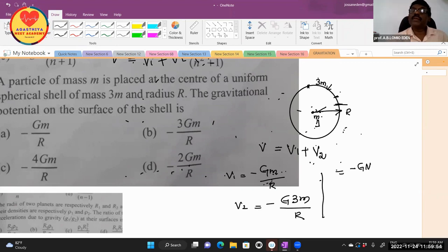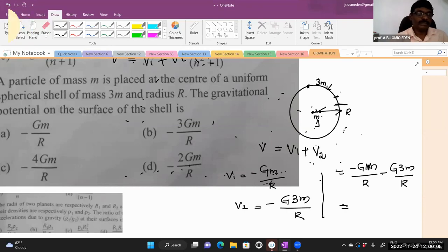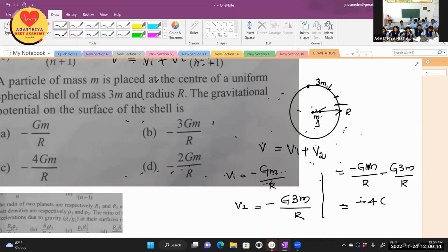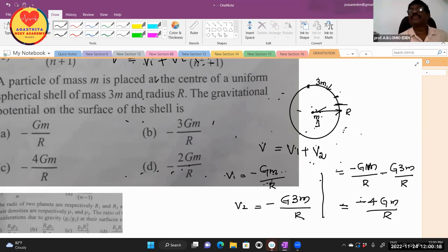Minus G small m divided by R, minus G 3m divided by R. 3m plus 1m, 3 plus 1 is 4, so minus 4 G m divided by R. What is the correct answer? Yes, very good. Okay, take down these please.